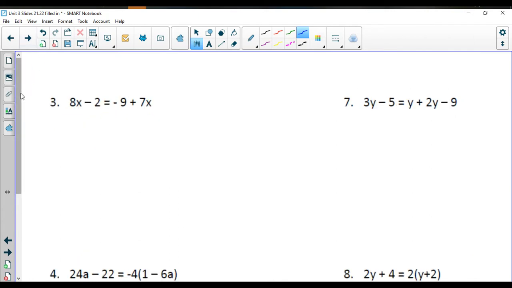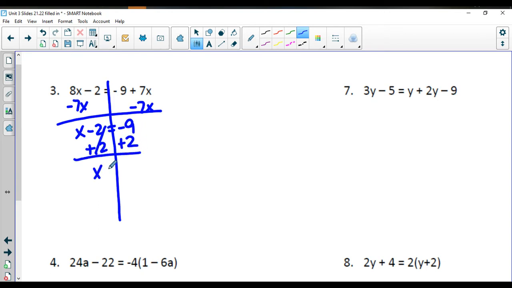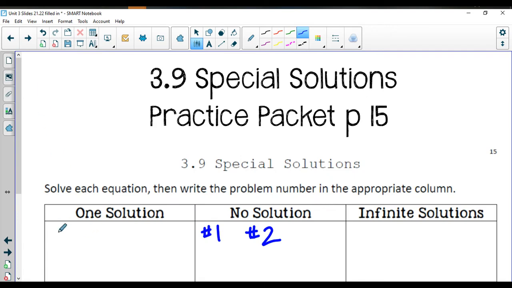For number 3, which is over here, going down on your column, we're going to go ahead and subtract. We have 8x, 7x. I'm going to subtract the 7x, and we get x minus 2 is equal to -9. So we're going to add 2 to both sides, and we get x is equal to -7 here. So this one is actually a one solution. So we're going to go back here in the one solution column, call that number 3.